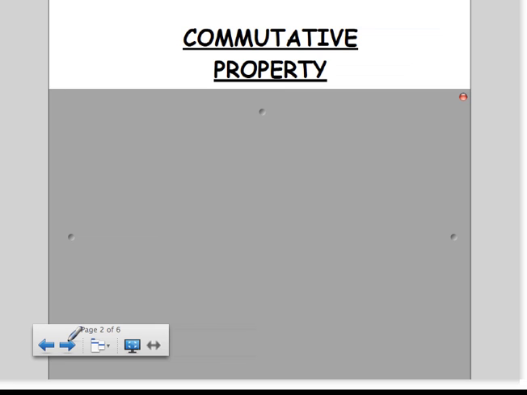When you hear the commutative property, I want you to think of the word commute, which is a word that you'll use when you talk about somebody's commute to work or somebody's commute to school. That means them moving around to work or to school. So when we talk about the commutative property, we're talking about moving things around.